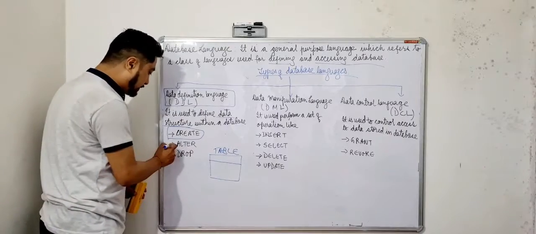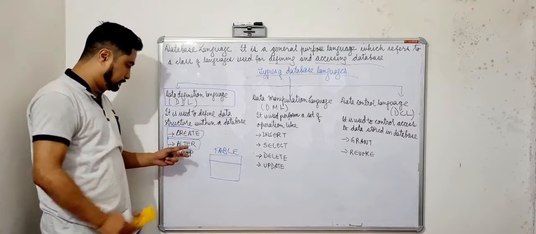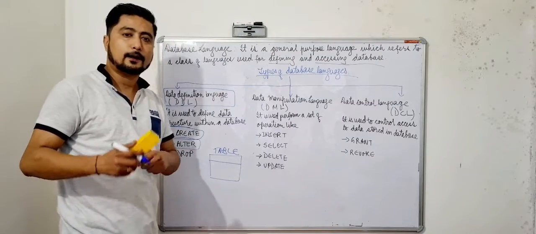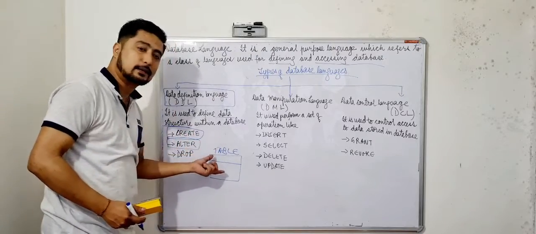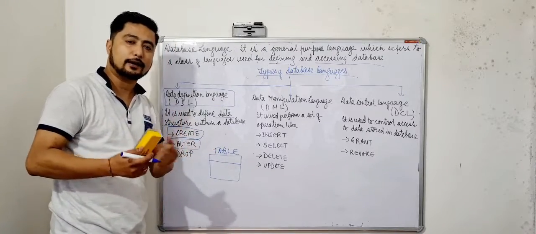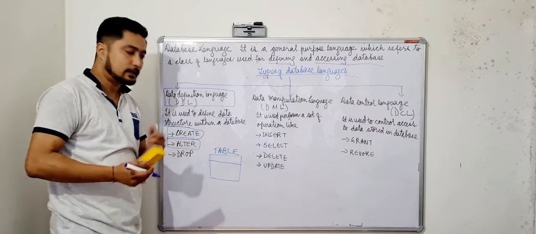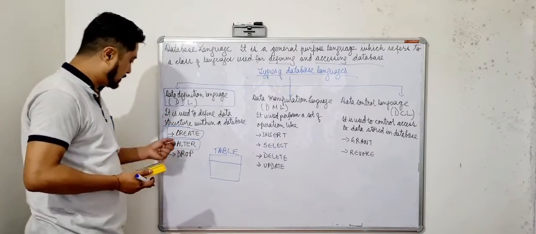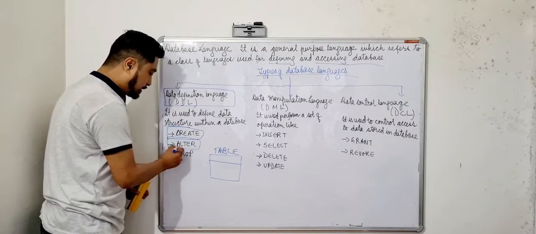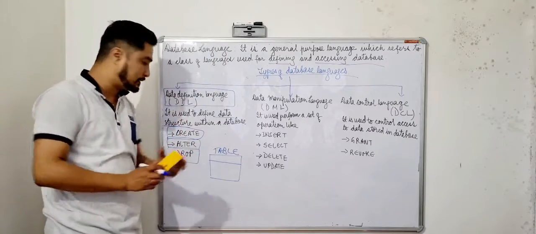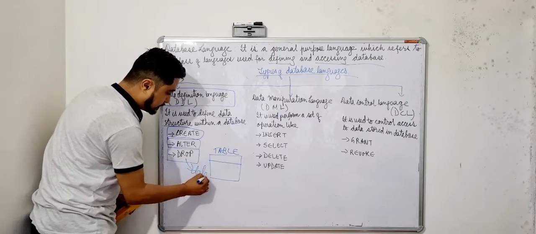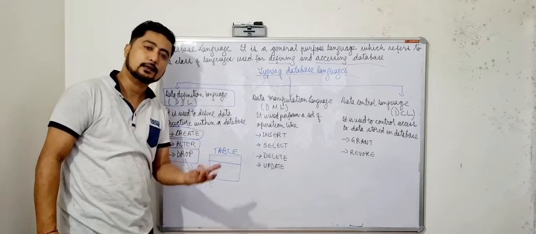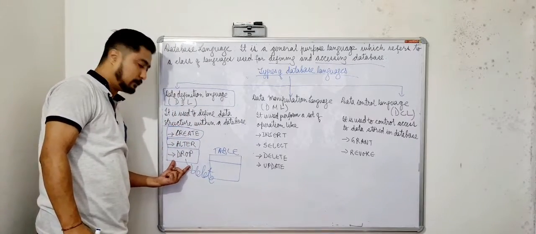And then another is the alter keyword or alter command, which is used to make any changes in the table. Any changes means, if you want to add a new column to the table, that is done by alter table. That means to make changes in the table. Next is drop. This drop command is used to delete the table from the database. If you want to delete the table, you can delete it with the help of this keyword or command.